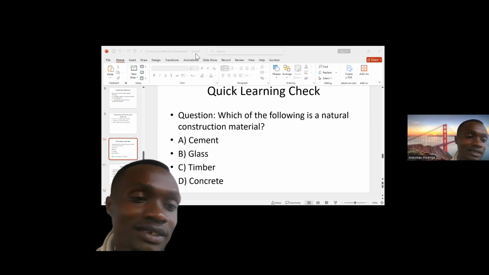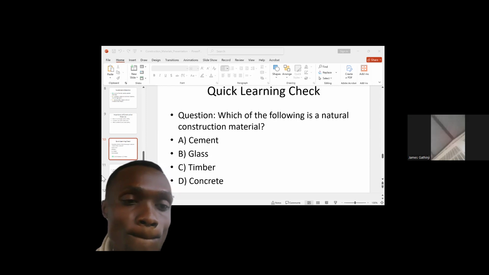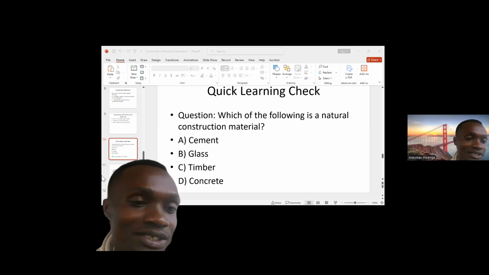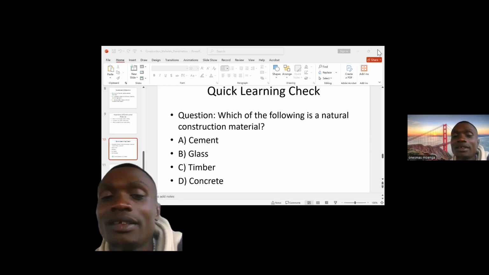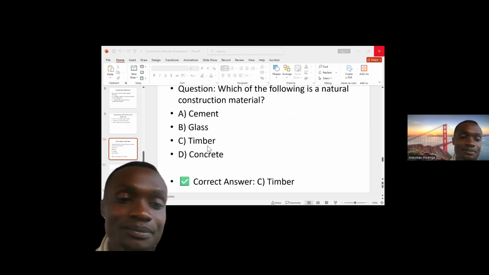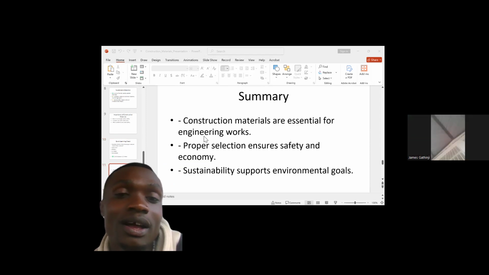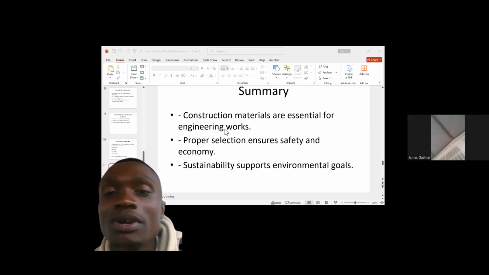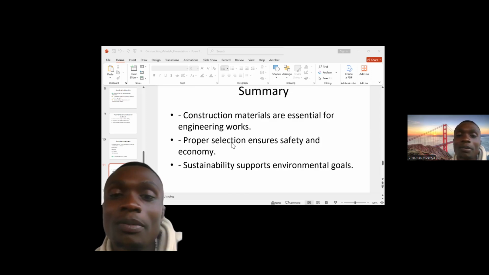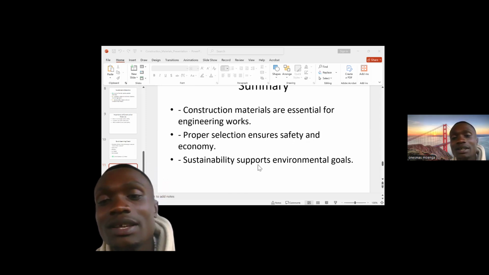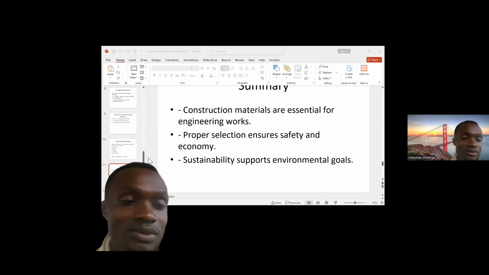Timber, Abuya, timber, James Getich, timber. Okay, that's the correct answer. The correct answer is timber. In summary, construction materials are essential for engineering works. Proper selection ensures safety and economy. Sustainability supports environmental goals.